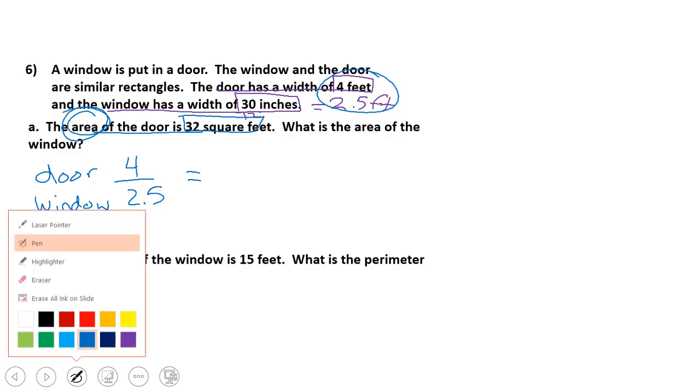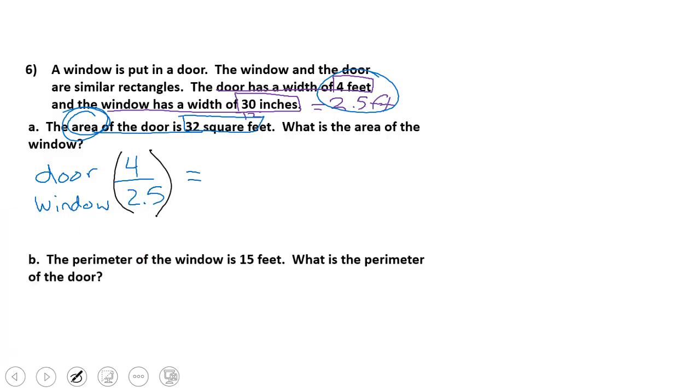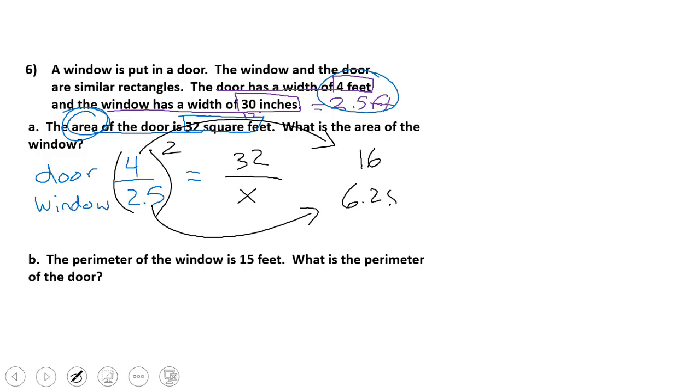And now it says the area of the door is 32 square feet. Well, we're talking area, so the first thing we have to do with this corresponding side lengths is we have to square it. And then it says of the door. Well, again, we have the door on top, so we have to keep the door on top. We want to find the area of the window, so we're going to put the window on the bottom. That is our variable. Of course, we have to square first. 4 squared is 16, and 2.5 squared is 6.25, and that is equal to 32 over x.